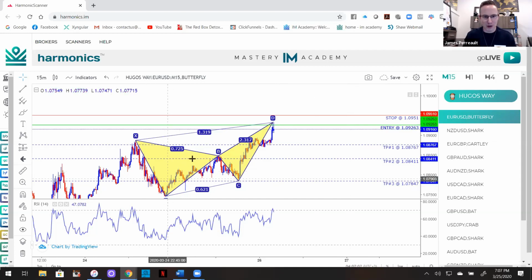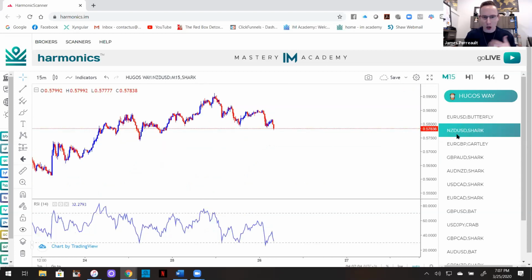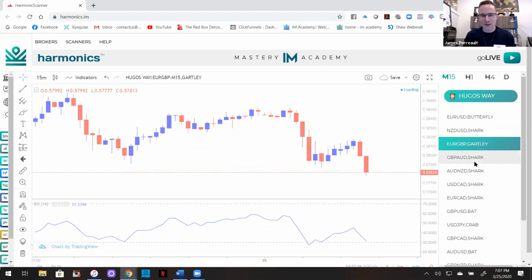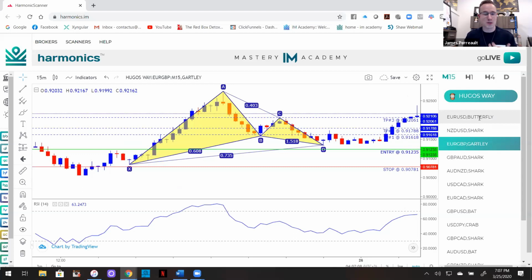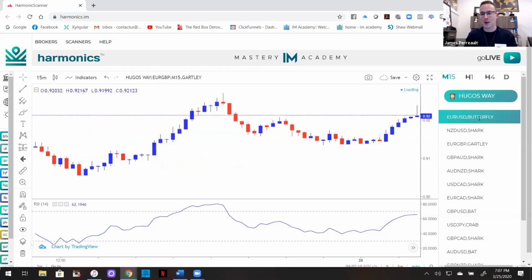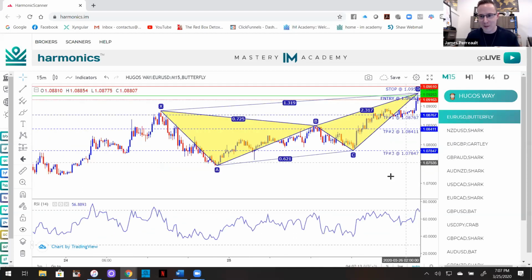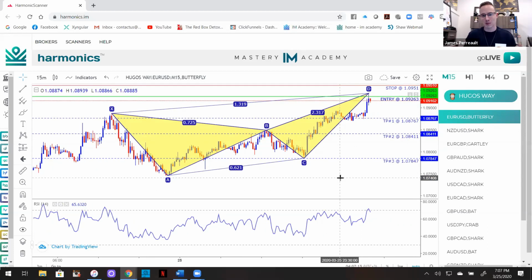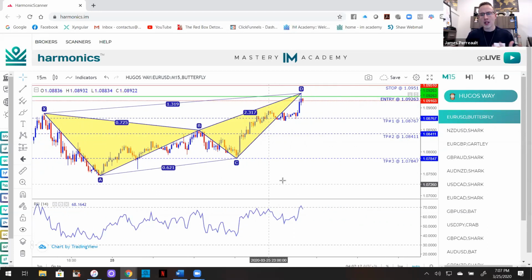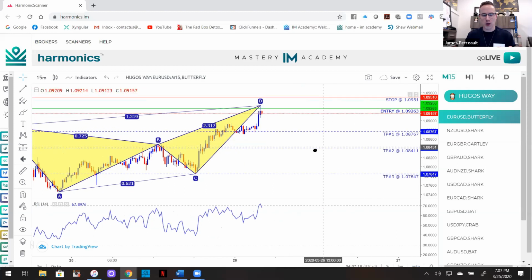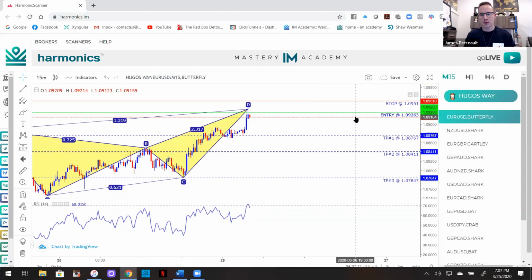So this is a butterfly pattern. This is a shark pattern. This is the Gartley. To me, they all look like triangles. To be completely transparent, I don't know what makes up a shark, a butterfly, or a Gartley, but they all look like triangles to me. The thing I want you guys to realize here is, okay, we have an entry point, we have a take profit, and we have a stop loss, right? We have all of these numbers that we need to enter a trade.